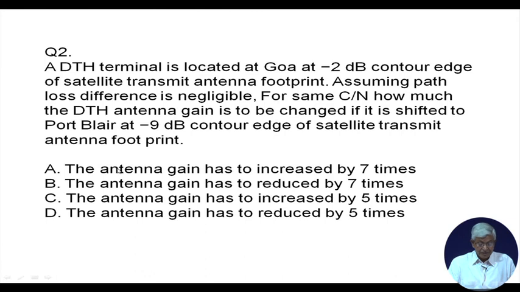And the options for the answer are: antenna gain has to be increased by 7 times, antenna gain has to be reduced by 7 times, antenna gain has to be increased by 5 times, or it is to be reduced by 5 times. Here the question is changed. It did not say whether it is to be increased or decreased, that you have to find out. Let us see.